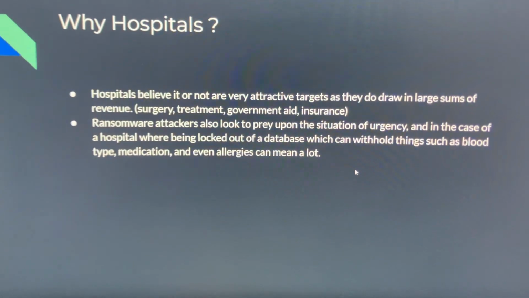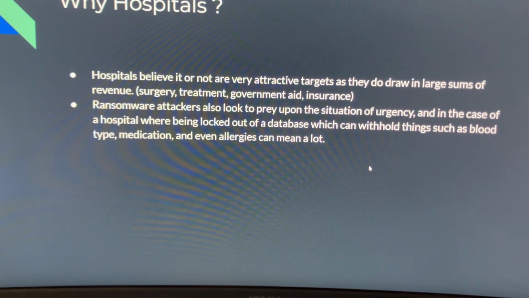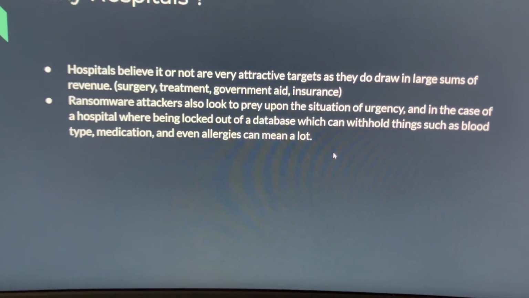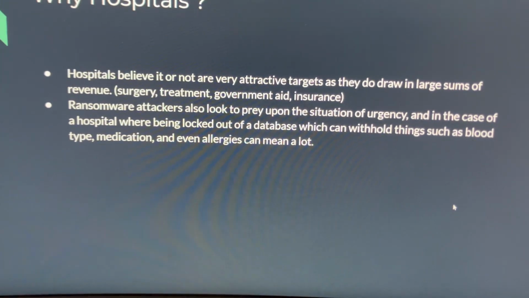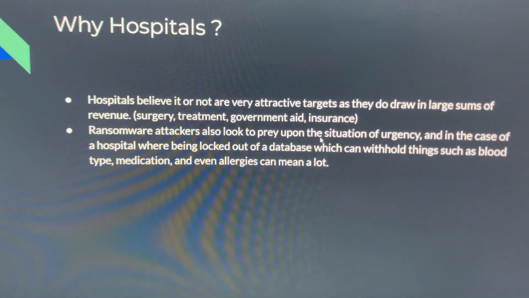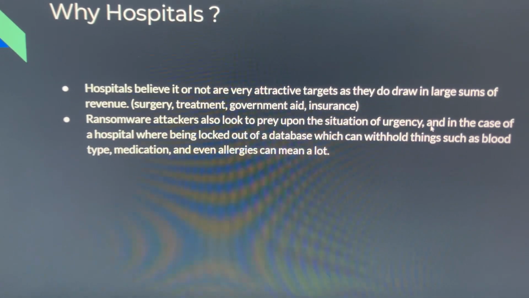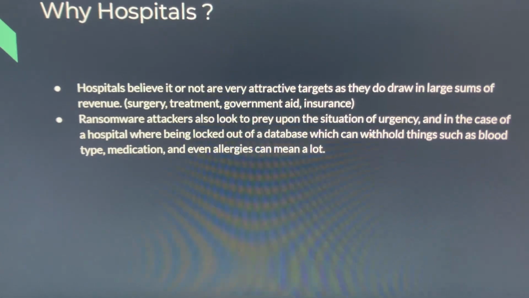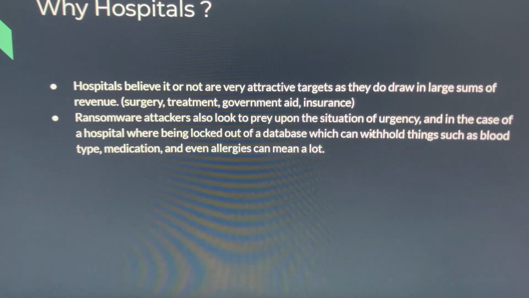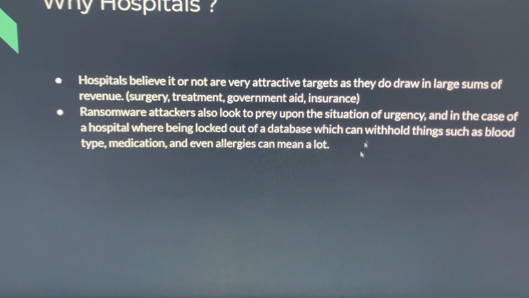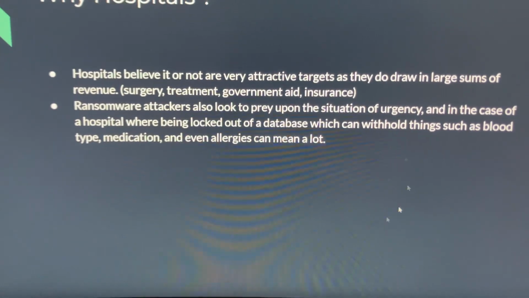Why hospitals? Hospitals are a very attractive target when you think about how much money they make in terms of surgery, treatment, and stuff like that. But also, people's lives are at risk when it comes to being locked out of data files, so you can't access this stuff. Like if they're allergic to a medicine, or if they have a certain blood type and you can't get them the blood because you don't know what kind of blood there is, all this stuff matters a lot.